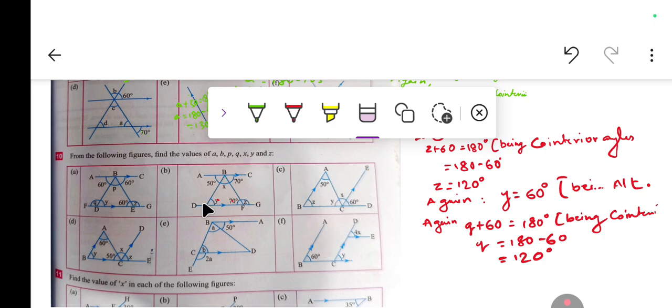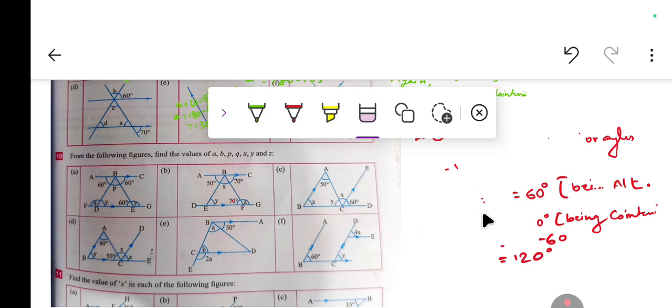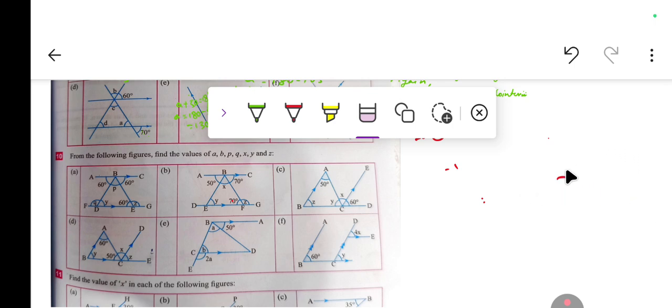In question number 10C, let us see, it is a little bit different. When I solve 10C, after that I'll jump to 10E and then F. I'll give you hints to solve it. It's nothing very difficult. Question number 10C, we see alternate angles over here.